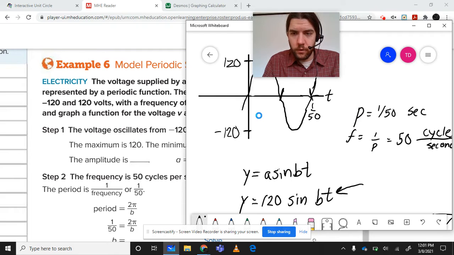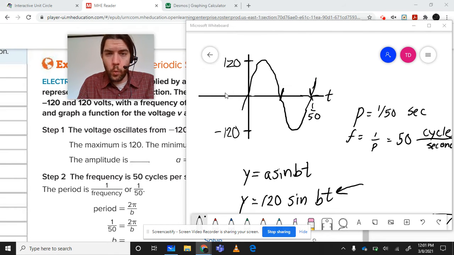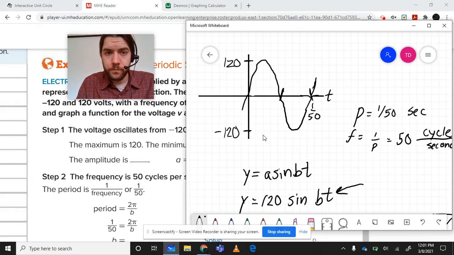Okay, so like I said, we would expect one cycle. We don't need to draw out all 50 cycles in 1 second. We can just say that one cycle is going to be completed in a 50th of a second. That will be our period. 1/50th of a second is how long it takes for one complete cycle to go through.